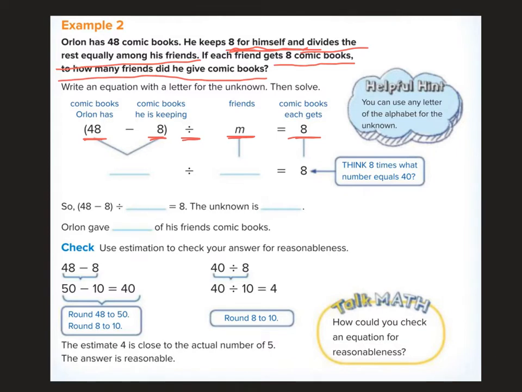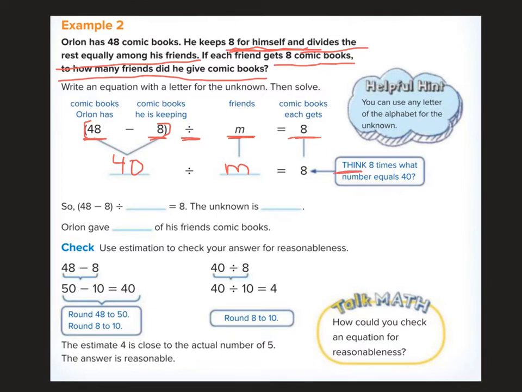So my answer is actually 8, and my m is the number of friends who are going to get books. We don't know how many friends. So first I need to do 48 minus 8, so I better make sure I have parentheses around it, because otherwise I would do division before subtraction. So 48 minus 8 is 40, divided by m, is going to equal 8.